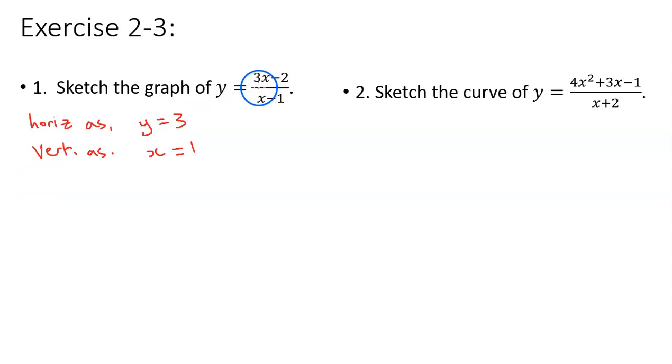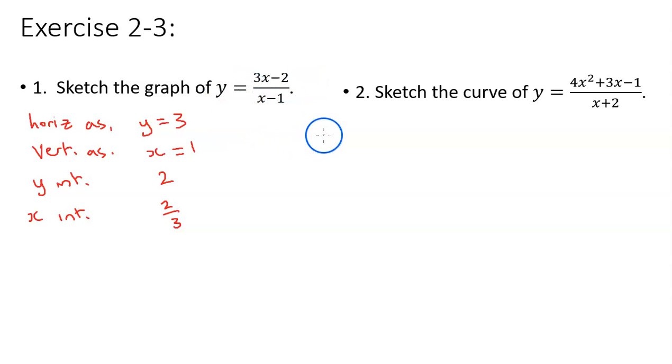So for the y-intercept, x equals 0, which would give us negative 2 over negative 1, which is 2. So 2. And then for the x-intercept, we would have y equals 0, so 3x minus 2 equals 0. And so the x-intercept is going to be when x is equal to 2 over 3. And I guess we can go ahead and calculate the range of this thing just by finding what values of x are going to give us a value of y.